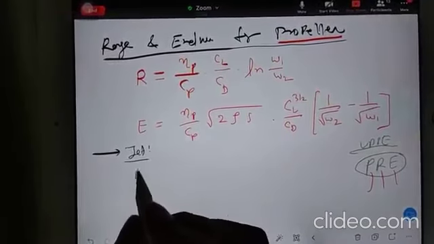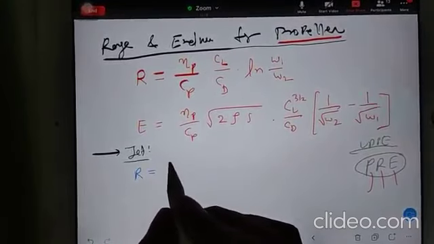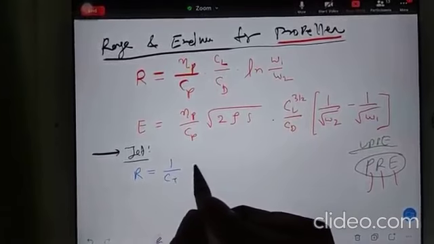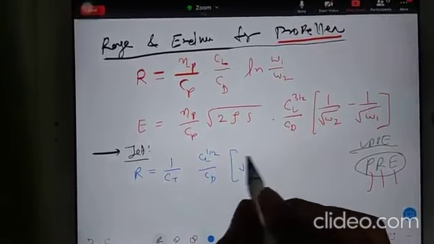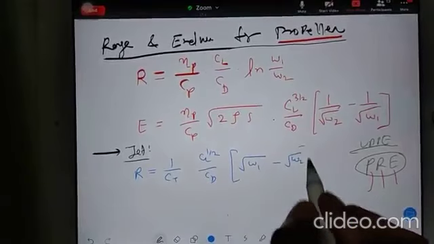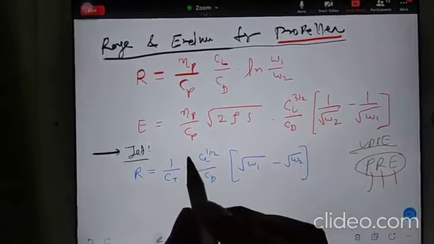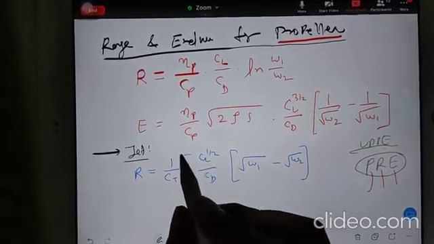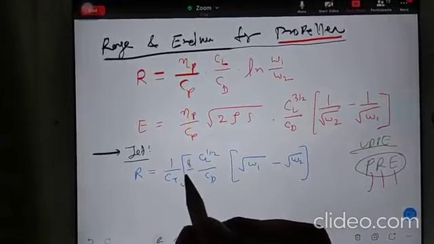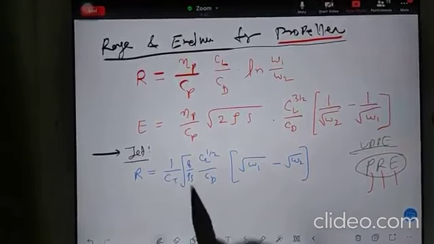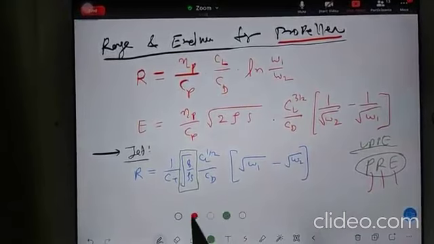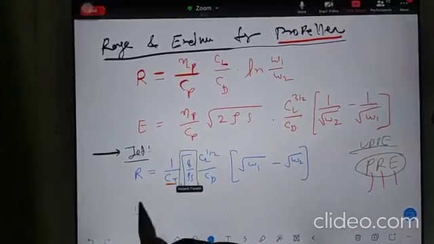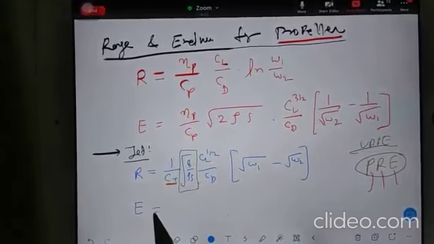In the same pattern. First take the range. Now 1 by Ct, Cl power 1 by 2 by Cd, under root W1 minus W2. One more part I have to write here, I forgot: 8 by rho s in the under root. Don't miss this part, 8 by rho s. And then you have the endurance formula. Ct is the thrust specific fuel consumption. I will give you the details properly.